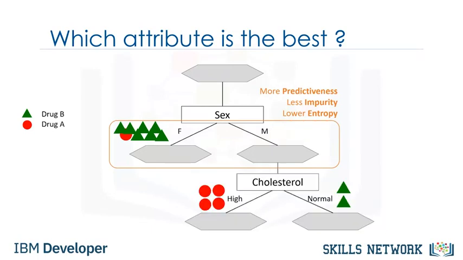Let's go one step further. For the male patient branch, we again test other attributes to split the subtree. We test cholesterol again here. As you can see, it results in even more pure leaves. So we can easily make a decision here. For example, if a patient is male and his cholesterol is high, we can certainly prescribe drug A. But if it is normal, we can prescribe drug B with high confidence.